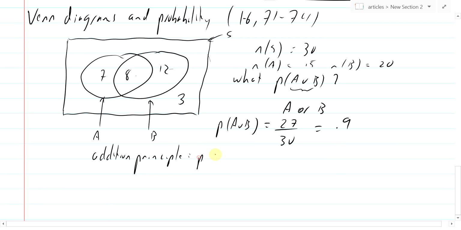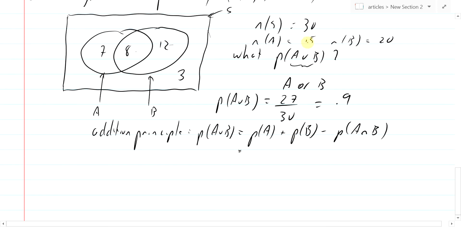Probability of A union B equals probability of A plus probability of B, minus the probability of A intersection B. So, what's the probability of A? Well, there's 15 things in A out of 30. And there are 20 things in B out of 30. How many things are both in A and, that's what the intersection stands for, in B? Well, that's 8. There's 8 things in the circle for A that are also in the circle for B. So minus 8 out of 30.